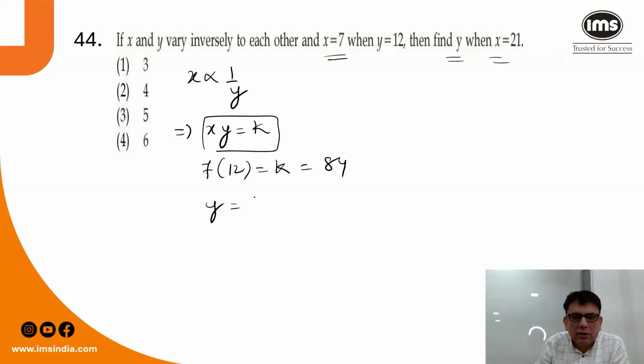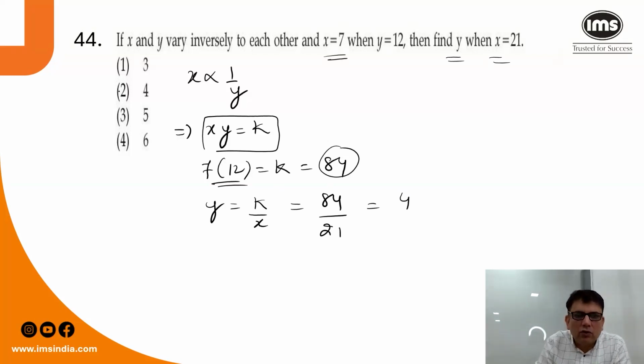So y is k by x. K we have found as 84. 12 sevens are 84, right? Yes, 12 sevens are 84. K is 84. We need to find y when x is 21. So x is 21, 84 divided by 21 is 4. This is the correct answer.